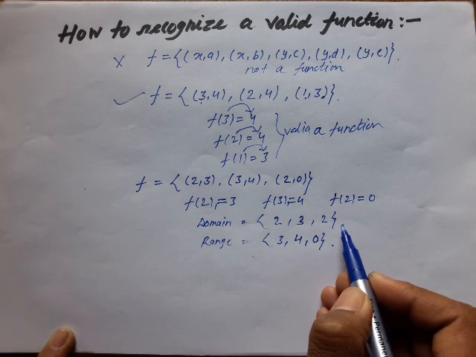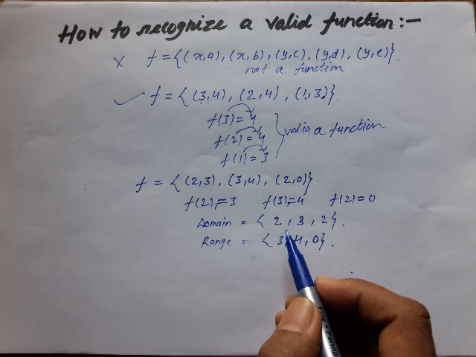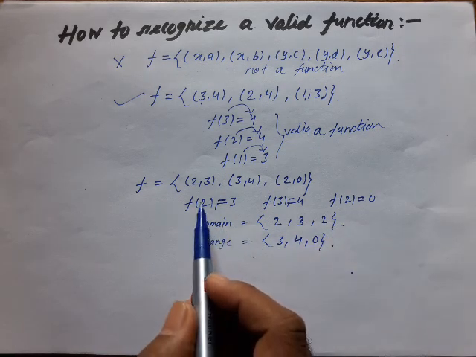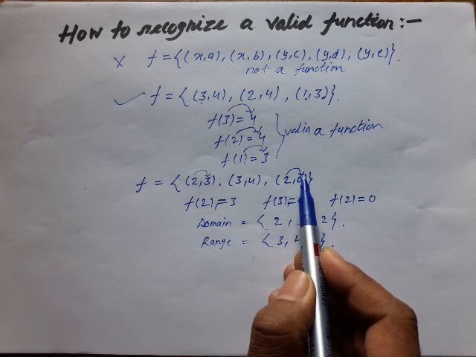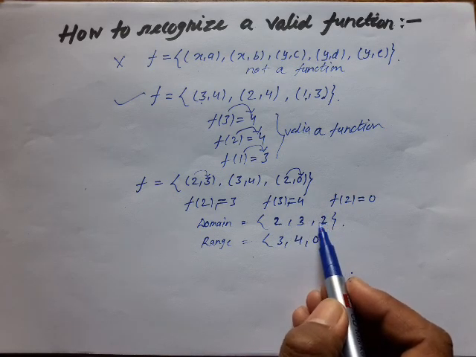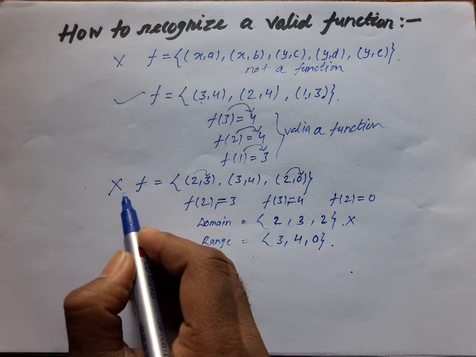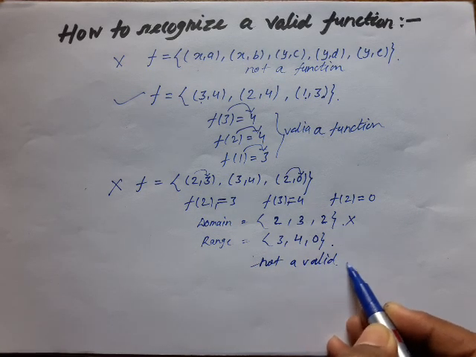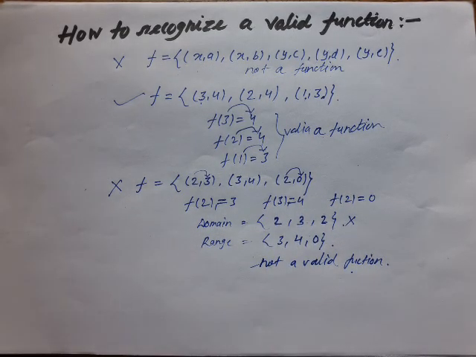So this is not possible because our definition says that every element in A has a unique image in B, but here the element 2 has two images. 2 has the image 3, 2 has the image 0, and the 2 also comes two times in the domain, so this is not possible and this is not a valid function. So that is it in this video.